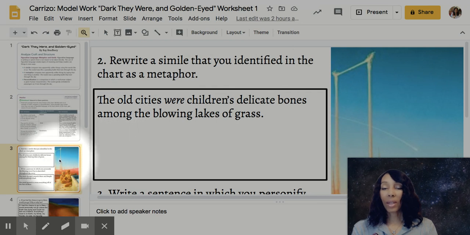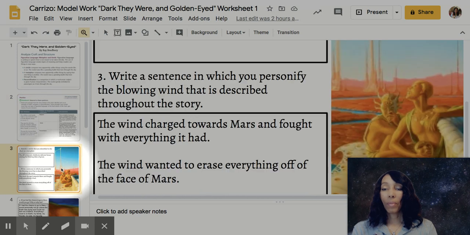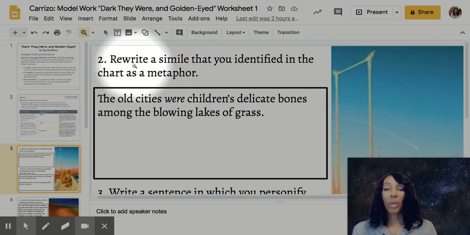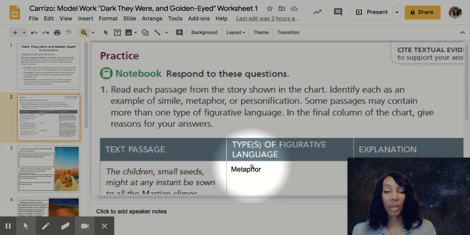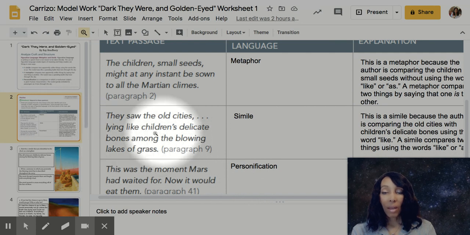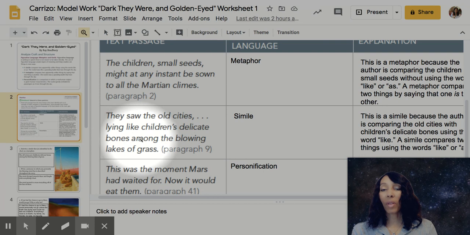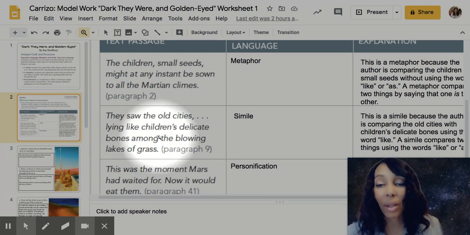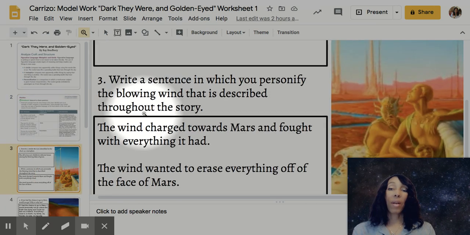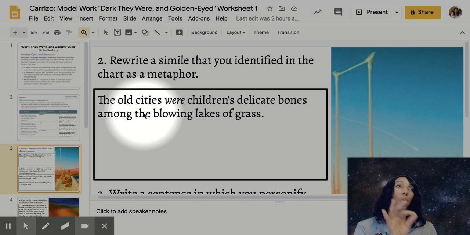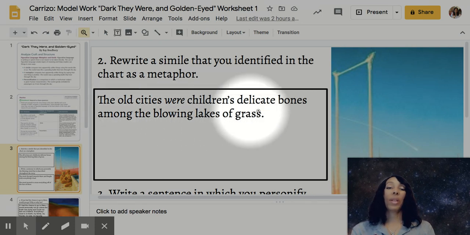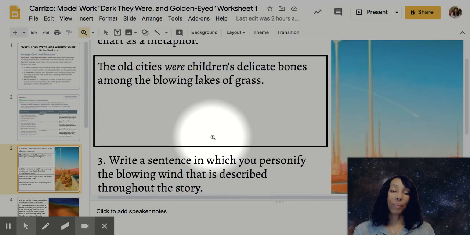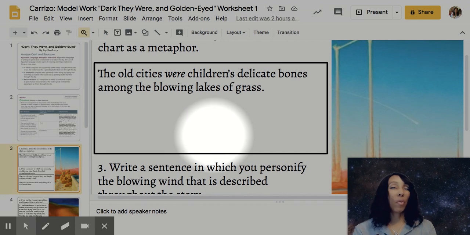Moving on to the next assignment. Number 2 asks, rewrite a simile that you identified in the chart as a metaphor. So you have to go back to the chart, reread the simile that you marked as a simile, and make it into a metaphor. So this one says, they saw the old cities lying like children's delicate bones among the blowing lakes of grass. So we used like or as, we used like. So now I have to make it into a metaphor. So I wrote, and we know that metaphors compare two things, telling what it is: the old cities were children's delicate bones among the blowing lakes of grass. Now it's a metaphor. It shows my understanding of simile and metaphor. I'm able to identify a simile in the chart, and then I'm able to turn it into a metaphor.